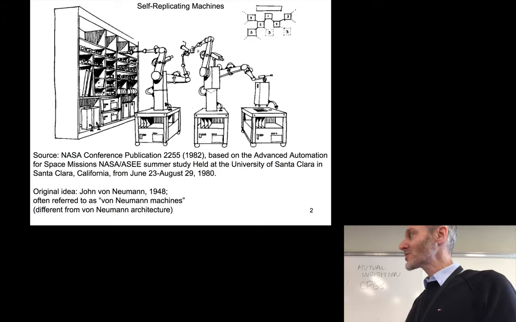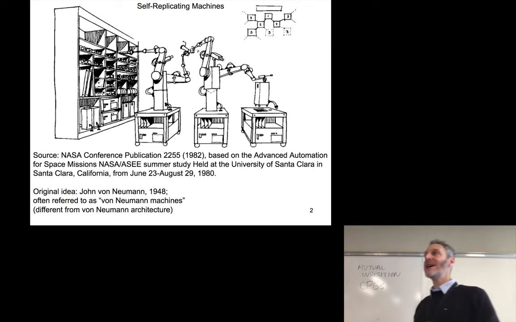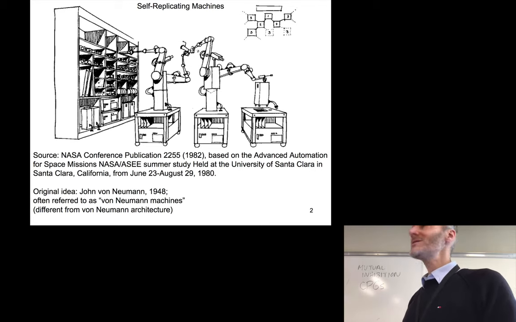It's an idea that actually goes back to the late 40s. For all the computer scientists here, you should be familiar with the von Neumann architecture, which is the way that computer chips are made. Von Neumann is famous for many things. One of them is the von Neumann architecture. The other one is von Neumann machines. So back in the late 40s, he laid out the theory of what is the least complex machine that can build a copy of itself.